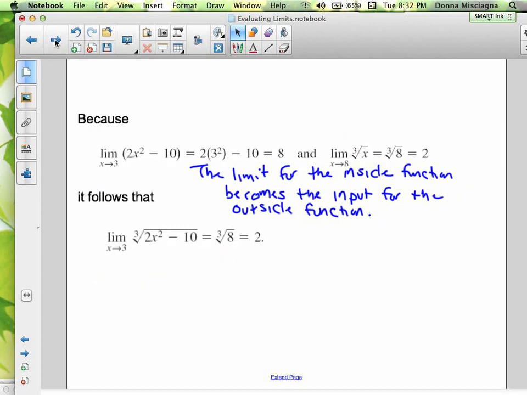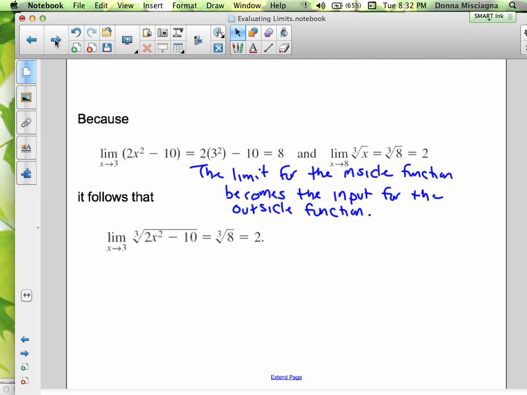Here we have the limit as x approaches 3 of 2x squared minus 10. That would be 2 times 3 squared minus 10, so 18 minus 10, or 8. Notice the value of the inside becomes the input for the outside, and that extends to a lot of other classes besides just calculus. So the limit of the cube root of x as x approaches 8 is equal to the cube root of 8, or 2.